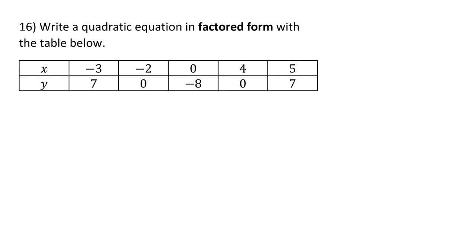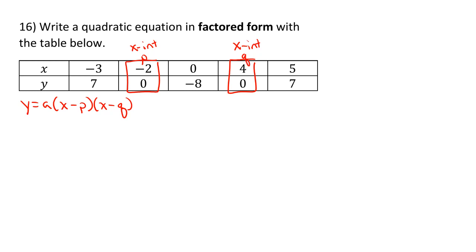Problem 16, factored form. So factored form, once again, is going to be y equals a parentheses x minus p, x minus q. And once again, factored form, you're looking for x-intercepts. X-intercepts are the ones that have the y values that are 0. And so I'm going to make this one be p, I'll make this one be q. So when I plug it in, I would have y equals a, x minus -2, and then x minus 4. I'm going to clean up the problem by dealing with all those negative signs. So a minus and a negative make a positive.